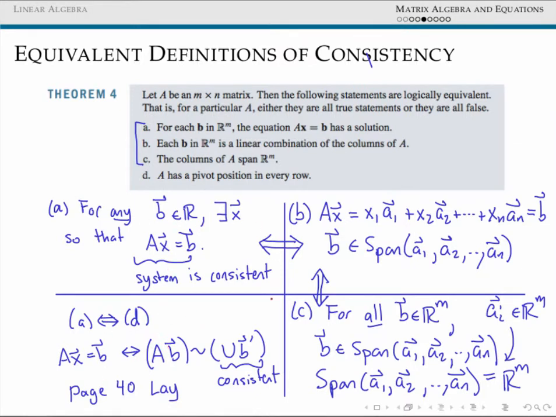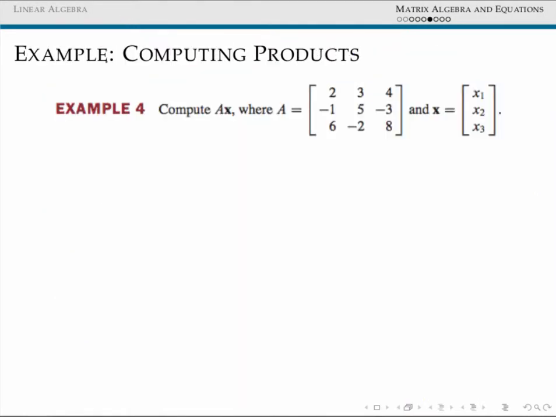It's pretty clear that A, B, and C are equivalent. These are fairly direct. But this one's a little longer to walk through, so I'll leave this one for you guys to work on a little later.